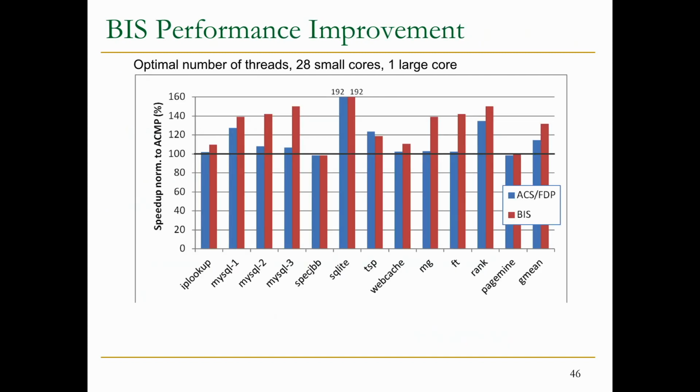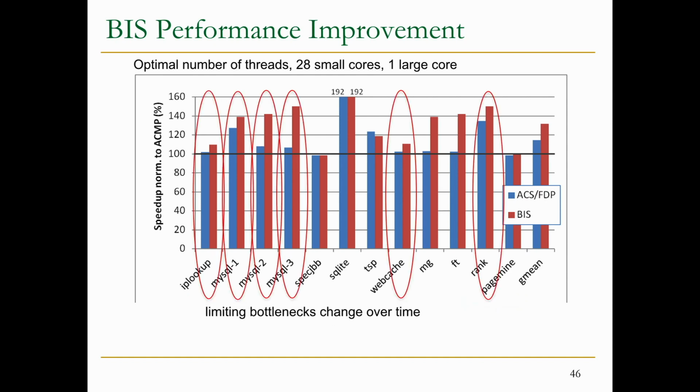So let's take a look at the performance improvements. These are, again, similar methodology. You compare to the best threads, because if you compare to the worst threads, performance improvements are even higher. That's the optimal number of threads. The speedup is normalized to the ACMP. The blue parts are accelerated critical section and feedback-directed pipelining. For some workloads, feedback-directed pipelining is not applicable, and for some workloads, accelerated critical section is not applicable. So we really need to combine them. And you can see that in these workloads, there's a large performance gain with bottleneck identification and scheduling, in some cases more than 40%.